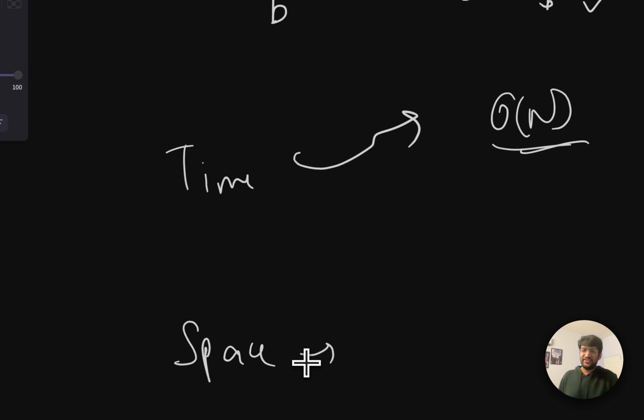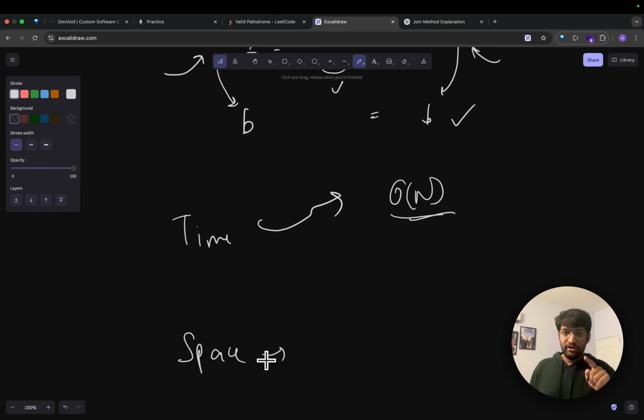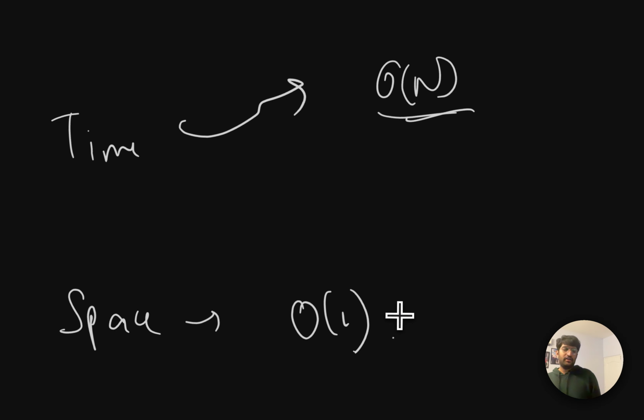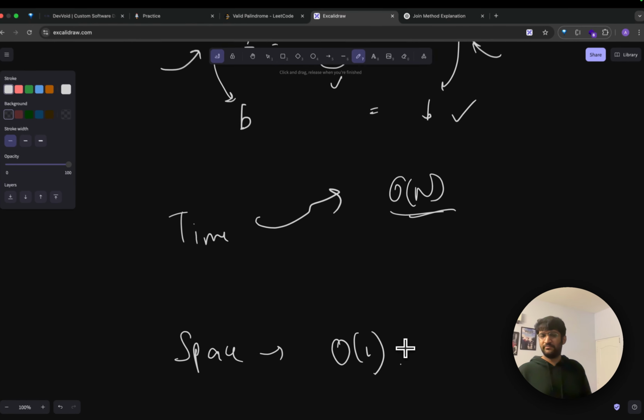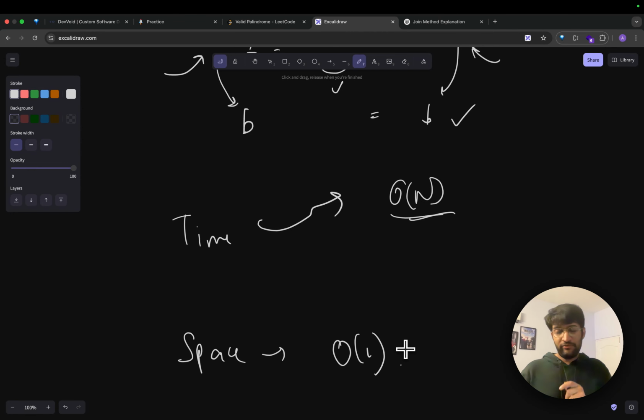But the space is very interesting. We have not stored any kind of reversed values or anything like that. We have only kept two variables whose values are always changing, and they always have only one value each. Because of that, it's always constant, irrespective of the size of the list or size of the string. And if space is constant irrespective of the size of the input, then it's called O of 1. So we have heavily modified the space. Now we have O of 1 for space and O of n for time.